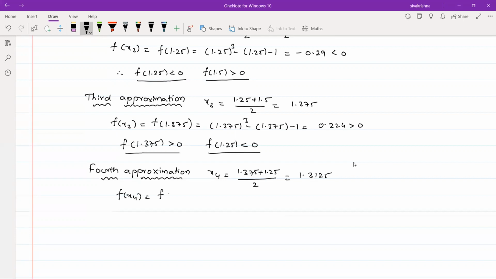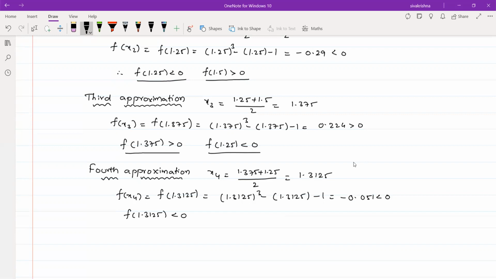It means f of 1.3125. We have to substitute this particular value in the given equation, that is 1.3125 whole cube minus 1.3125 minus 1. Whenever we substitute this value, we get a negative sign, that is minus 0.051, which is less than 0. It means f of x4, which is nothing but f of 1.3125, is less than 0.